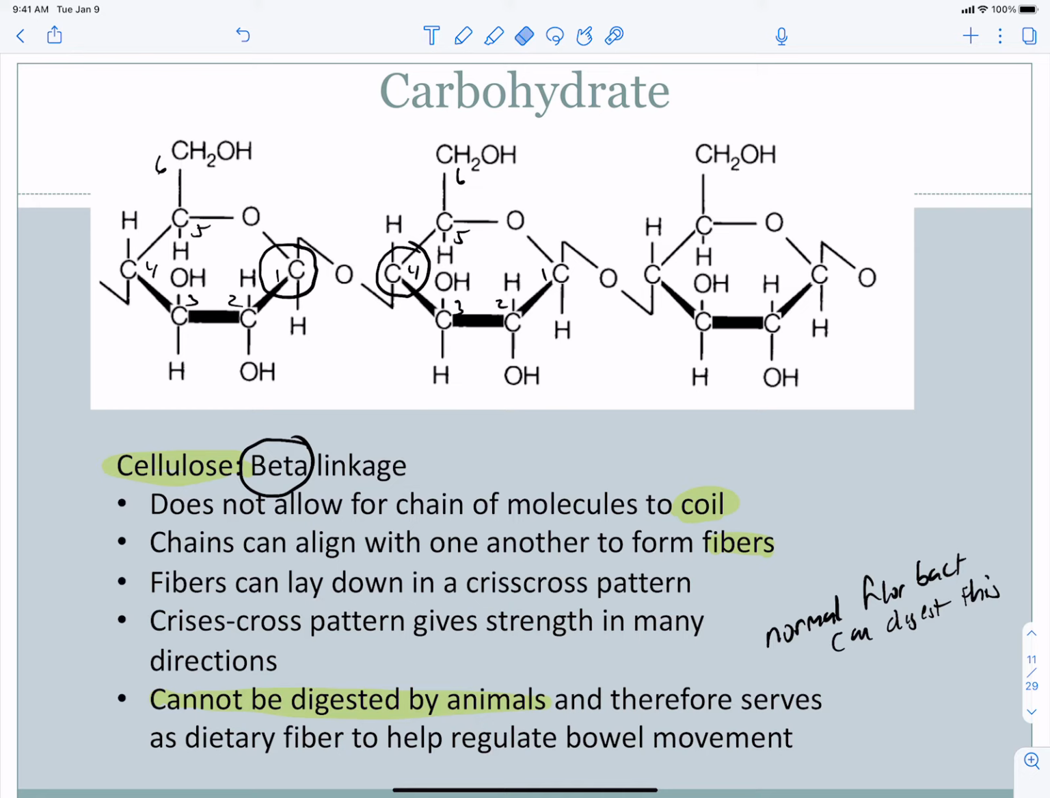So the big point here is that we cannot metabolize cellulose, even though it does contain glucose, because the glucose units are linked by those beta 1,4 linkages.